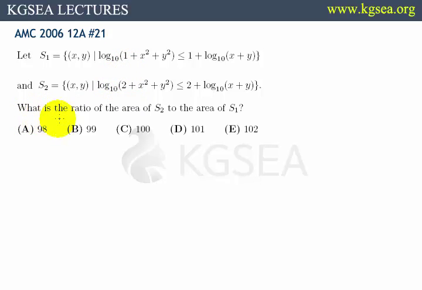What they are looking for is the ratio of the area of S2 to area S1. So shall we find what these are? What is this? This reminds you of a circle, but it's got log and constant and all those things. Let's see what they are. So I will copy the problem down. Log 10, 1 plus x squared plus y squared is less than or equal to 1 plus log base 10 of x plus y. Okay, we don't like dealing with log.